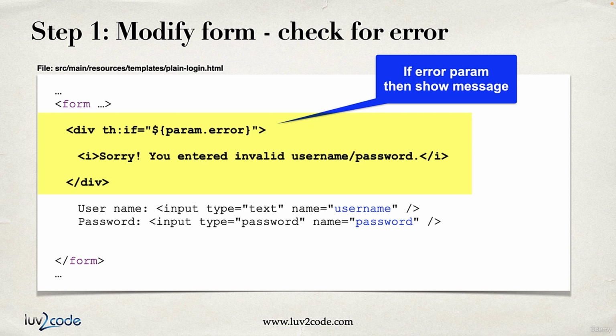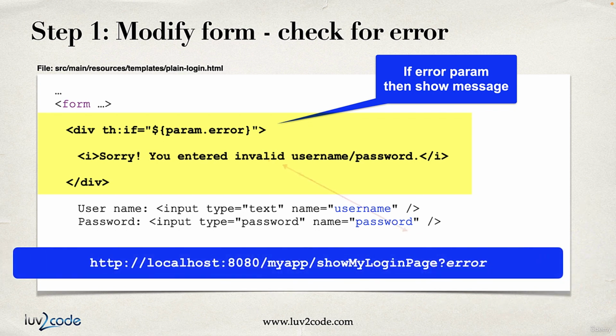Now remember that the error parameter is passed over by Spring Security automatically in the case of a failed login. So we're simply writing code to handle that.